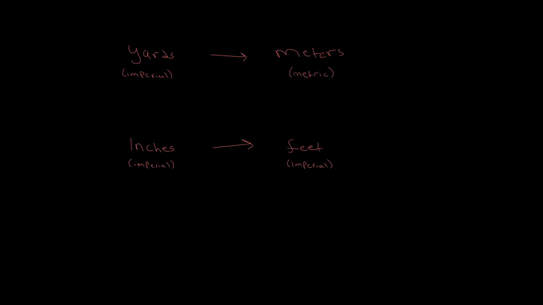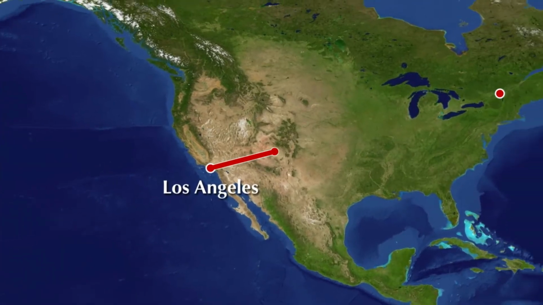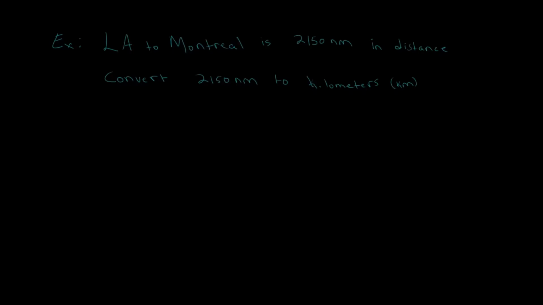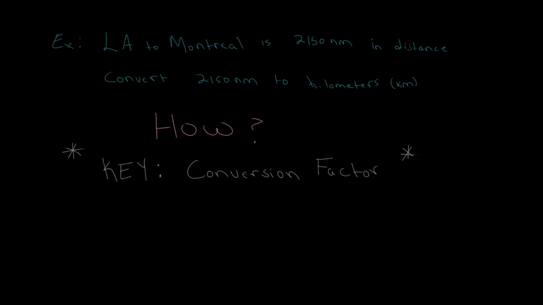Let's consider some examples. Let's say that we know the distance from LA to Montreal, which is 2,150 miles, nautical miles that is, by air. And we want to know what this distance is in kilometers. How would we do this? Well, the secret is in the conversion factor. What do I mean by this?